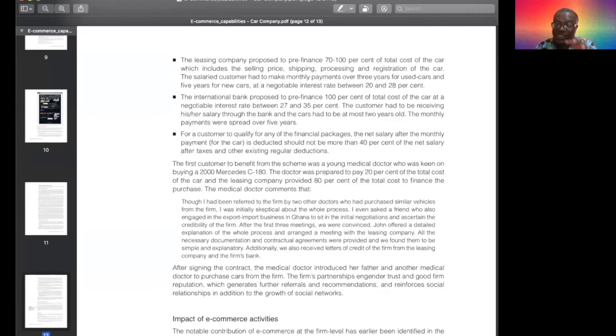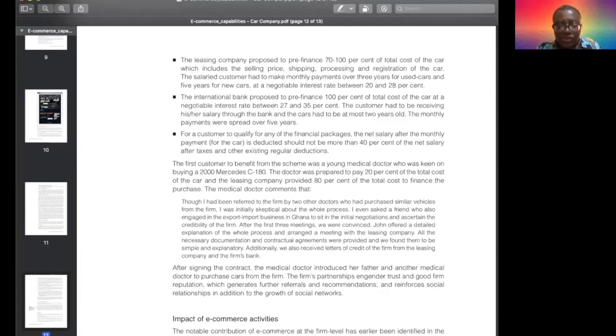Now, there are multiple things happening here at the same time, and I'll come to it. After signing the contract, the medical doctor introduced her father and another medical doctor to purchase cars from the firm. Now, you see another snowball happening here. So I can even go again and talk to the father and then another medical doctor. But what I'm trying to show you here now, look at the person's quotation. Now the woman is confirming, one, how the arrangement of cars was being bought. Number two, the importance of establishing the credibility of John by bringing a third party inside. Number three, by also making sure that you don't just say yes at the first instance or the first meeting, doing subsequent meetings until you are convinced, until a point of decision is made.